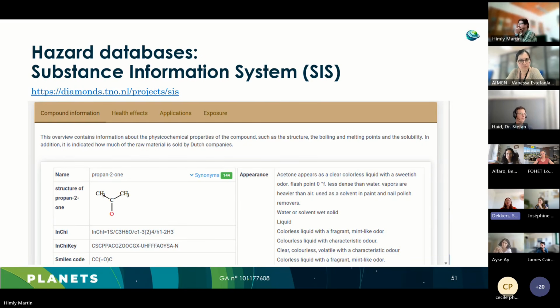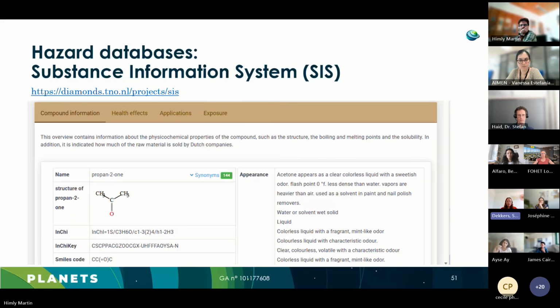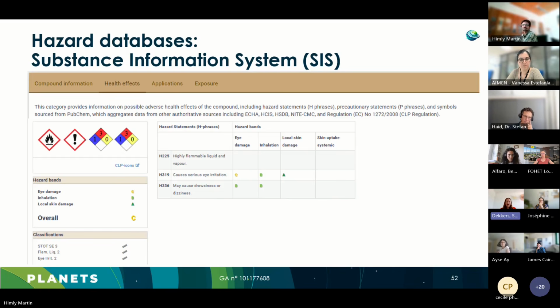You can also see all the synonyms. So this is why you sometimes see more than one chemical when you type it in. One thing I wanted to show you is that you can also look at these H phrases. It's not working again. Yeah, there it is. And these pictograms that you showed in our last exercise.